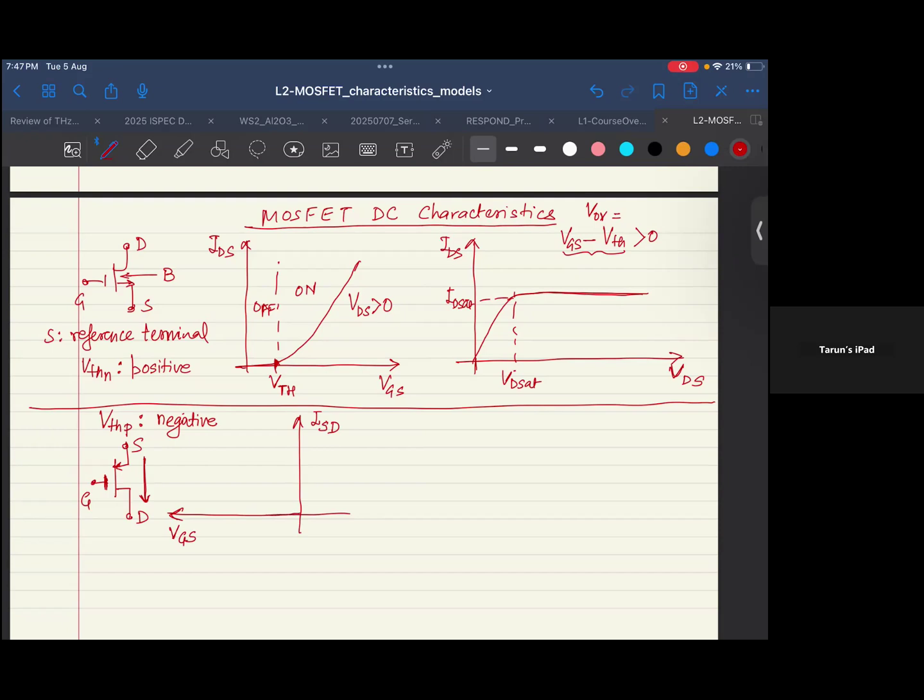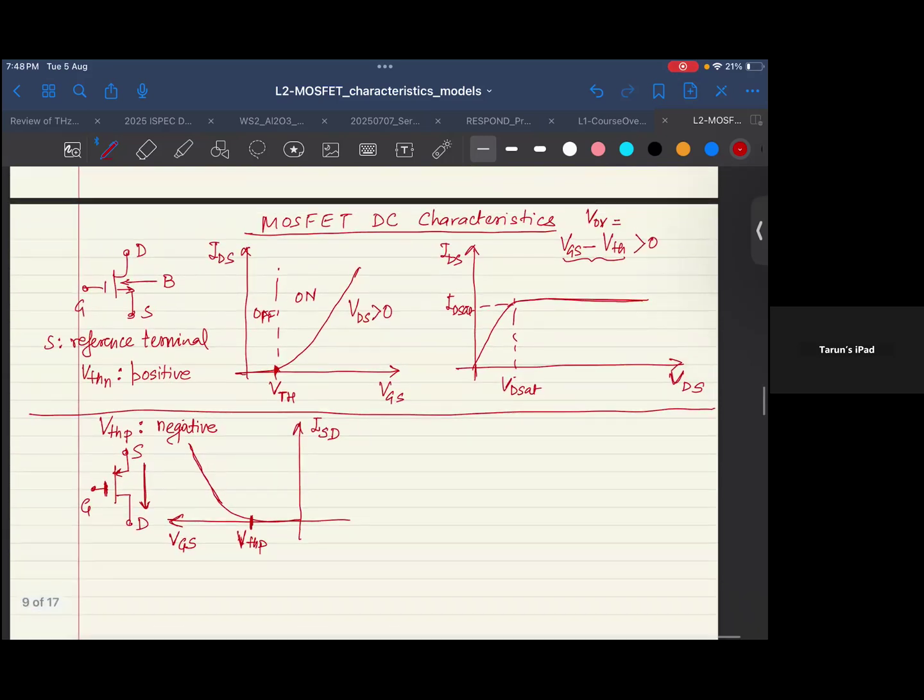So that's why you would see a characteristic which is increasing when it crosses a certain threshold in the negative direction, and which is your VTP, right? This same thing we can also plot. I'll just plot it here so that you understand.